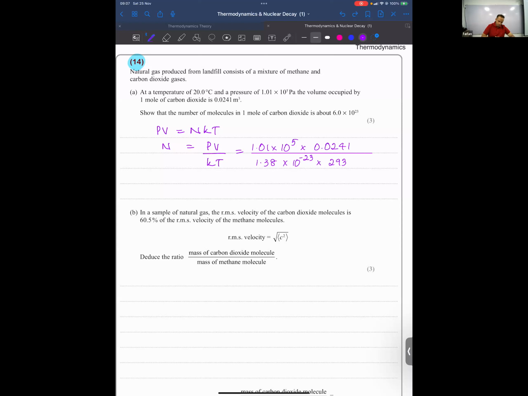So the number of molecules will be 6.02, or to two significant figures, 6.0 × 10^23, the number of molecules in 1 mole of carbon dioxide at the given pressure.